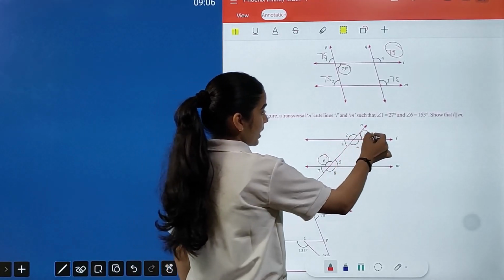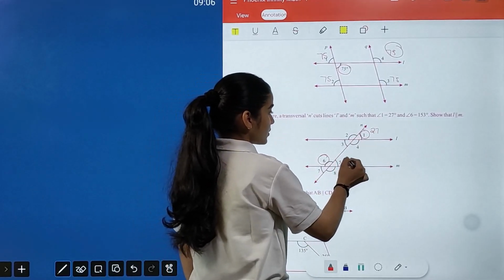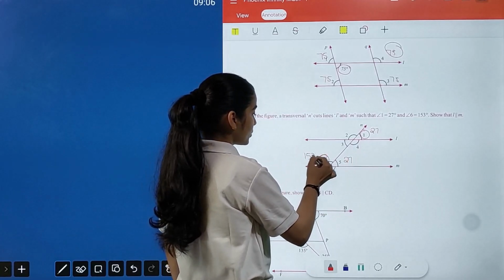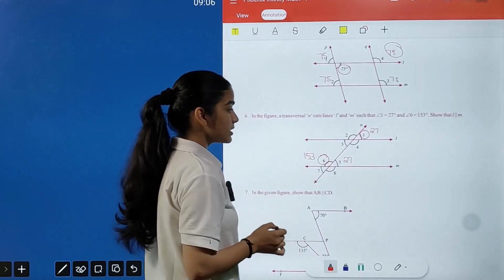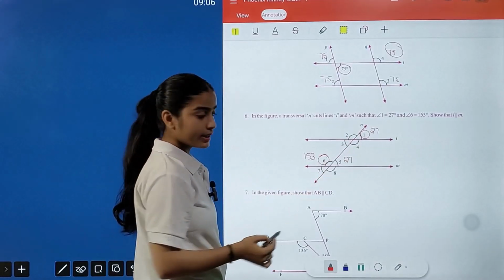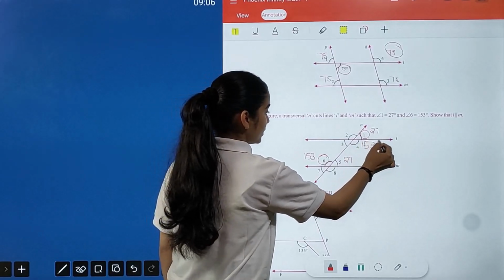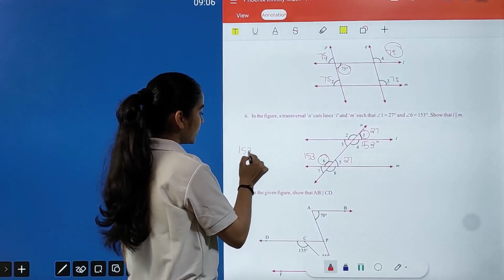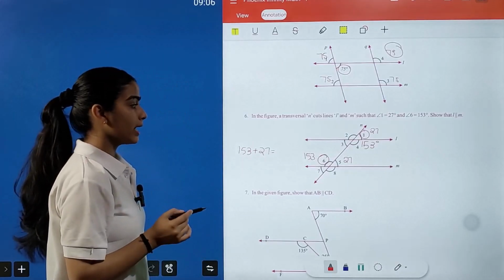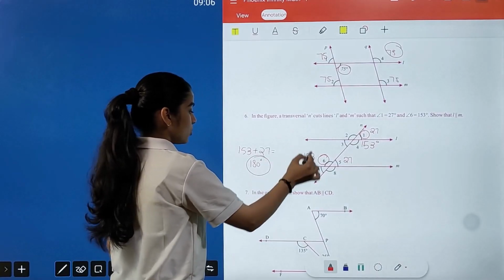If your angle 1 is 27 degrees, it means your angle 5 is also 27 degrees according to corresponding angles, and angle 6 is already given as 135 degrees. If two lines are parallel to each other, then their interior angle sum is always equal to 180 degrees. Now you have to show here that 135 degrees and 27 degrees, if their sum is equal to 180 degrees, then lines L and M are parallel to each other. So it means both are parallel to each other.